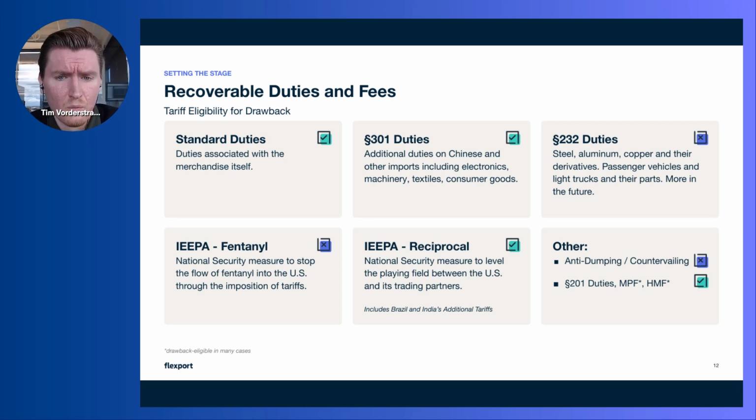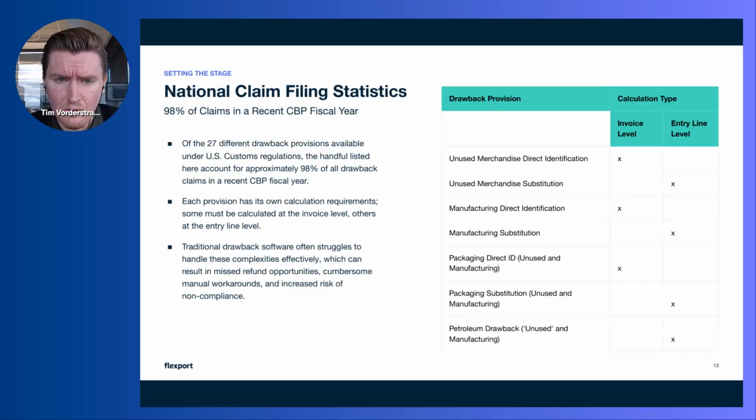So when we look at our software, our approach, right, when we look at the entire industry as a whole, there are 27 different provisions of drawback, 27 different types. The handful listed here on the right represent about 98% of the drawback that is filed within the US. We have unused merchandise, manufacturing, packaging, and petroleum. Each of those has different calculation methodologies.